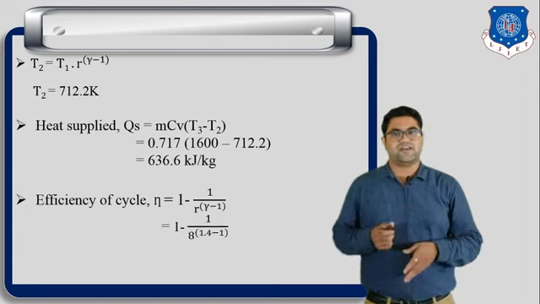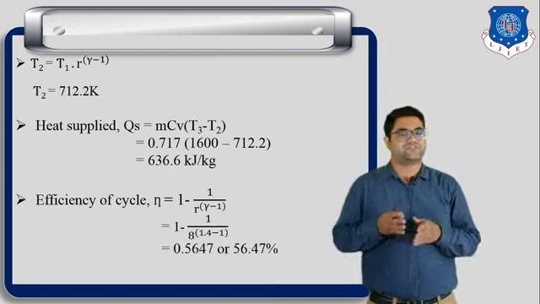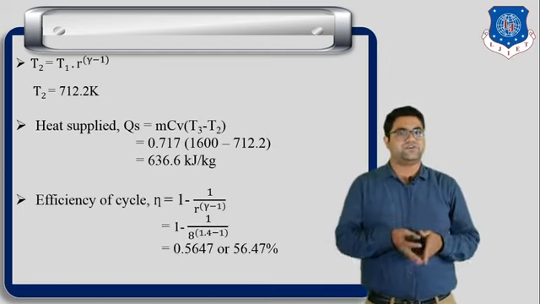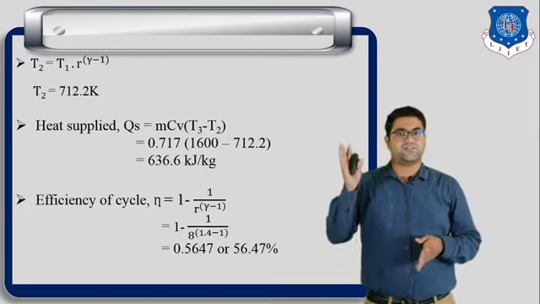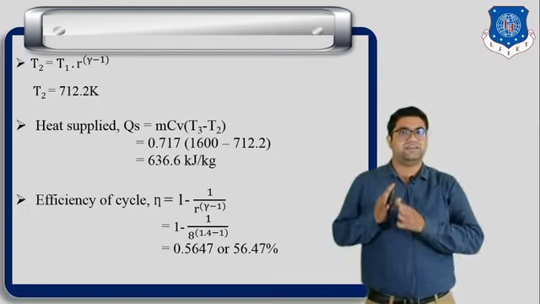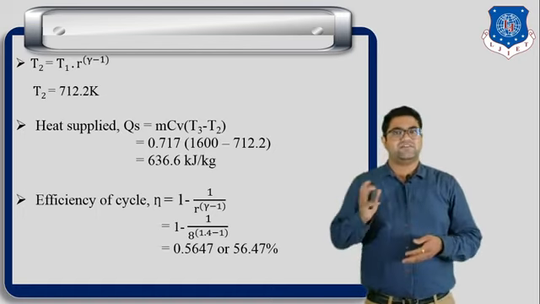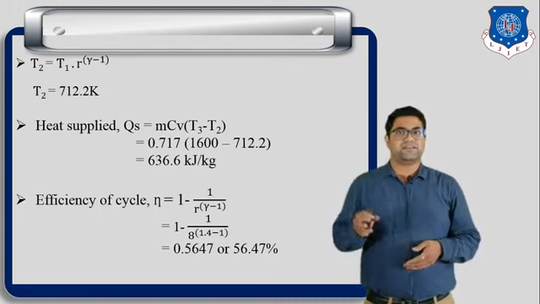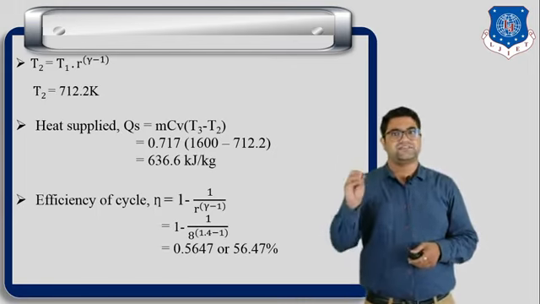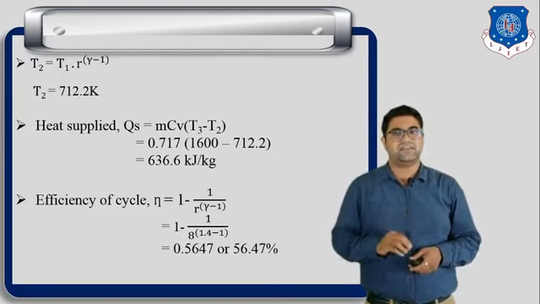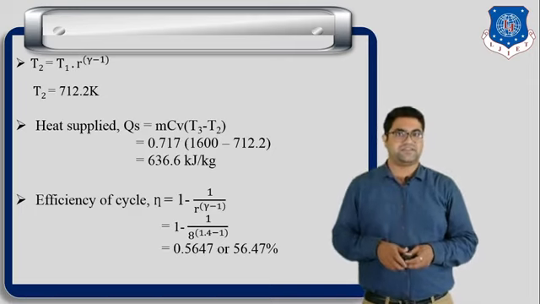So if we put all the values, then we get efficiency equals 0.5647. If we write it as a percentage, then the efficiency of the Otto cycle for this particular example is 56.47 percent. So this is our final value. In the example we needed to find the heat supplied and the efficiency. So the heat supplied is equal to 636.6 kilojoule per kg and the efficiency is equal to 56.47 percent.